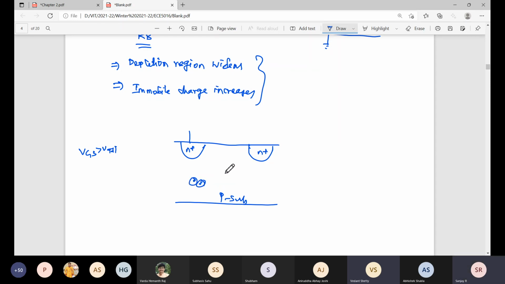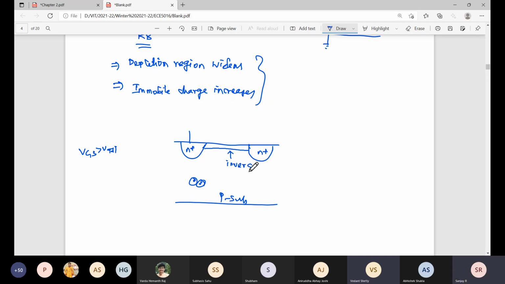Okay, so now, how is the inversion layer forming? What is in the inversion layer? Channel will form between source and drain. Okay, this is the inversion layer. So, you are good. Okay, this is an inversion layer.